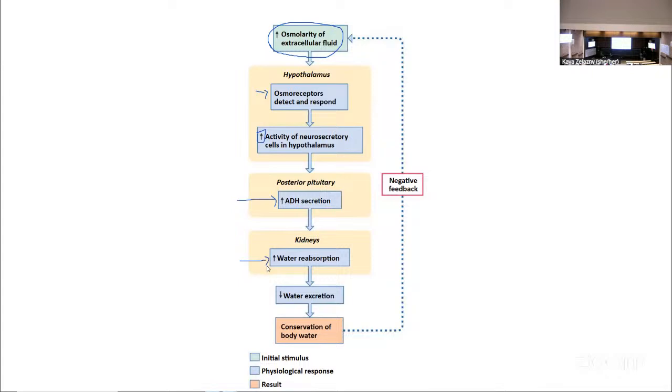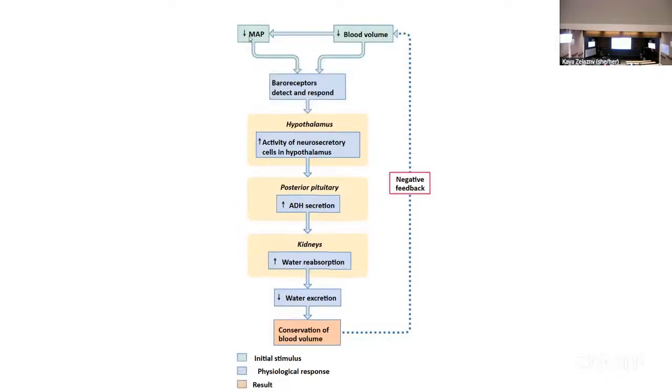So we're going to be keeping water in the bloodstream, keeping water in that extracellular fluid as we decrease our water excretion. Don't pee it out, conserve body water to try and keep that osmolarity down, which in essence is going to keep blood volume up as well.